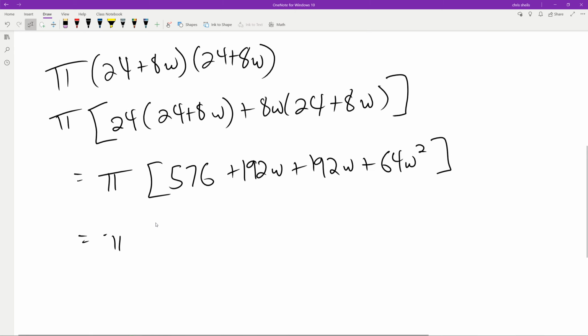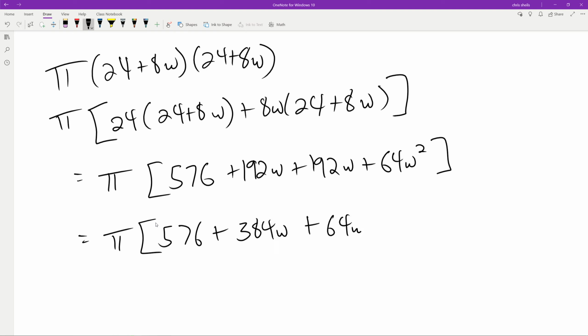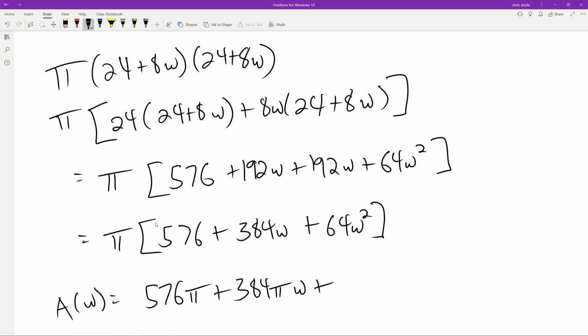Now if I combine my like terms here, again I still have a pi on the outside, so I'm going to distribute that in here in a second. 192 plus 192, because I have w's with both of those. This is 384w. And now I can distribute a pi to everything. So a of w is 576 pi plus 384 pi w plus 64 pi w squared.